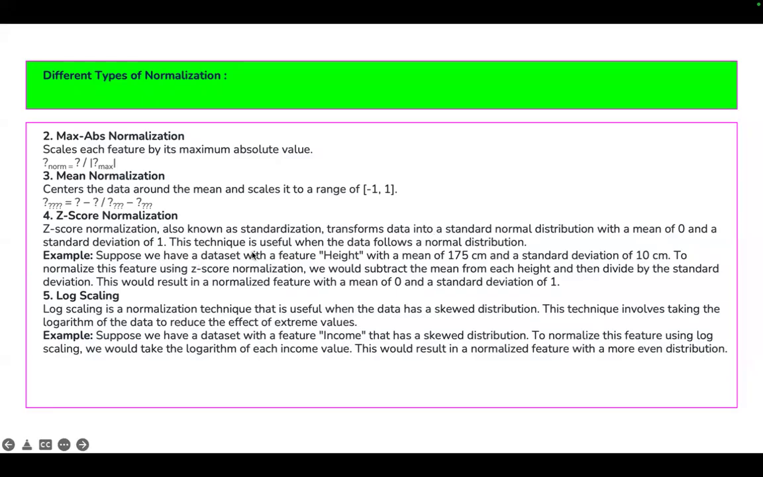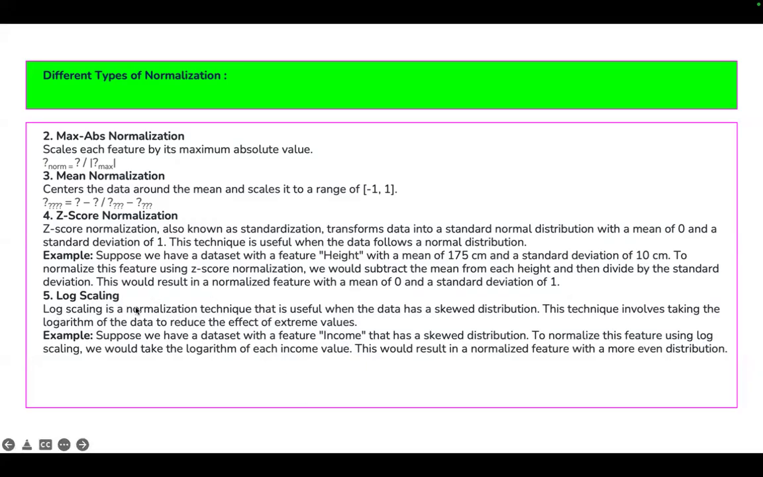Okay, and this technique is useful when the data follows a normal distribution. Suppose we have a data set with a feature height with a mean of 175 centimeter and a standard deviation of 10 centimeter. To normalize these features using Z-score normalization, we should subtract the mean from each height. So from each height, we have to subtract the mean and then divide by the standard deviation. Okay, and this would result in a normalized feature with a mean of 0 and a standard deviation of 1. So the Z-score normalization is a very important one.